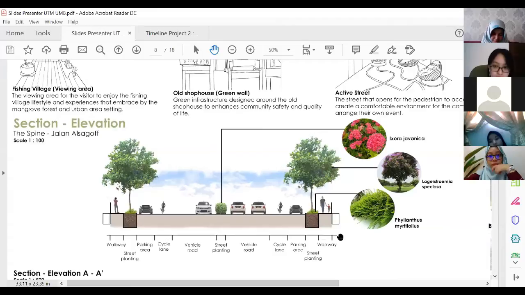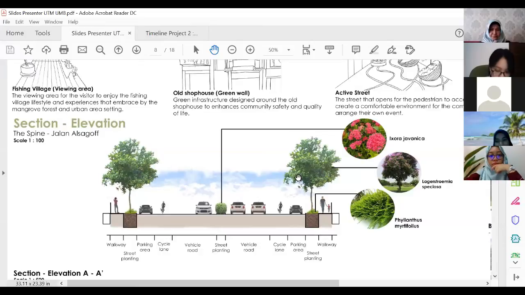At the same time, we'll also provide some streetscaping that can provide ecological benefit and also provide shading. So to provide a comfortable environment that can attract the community to be active.